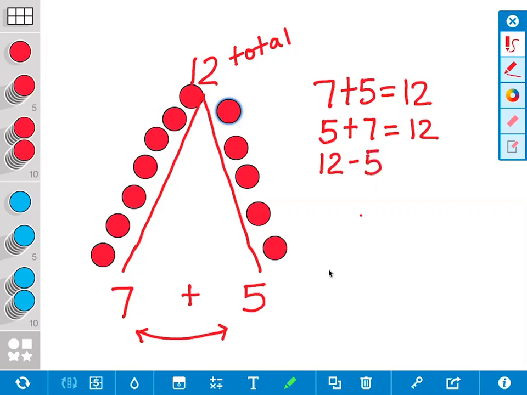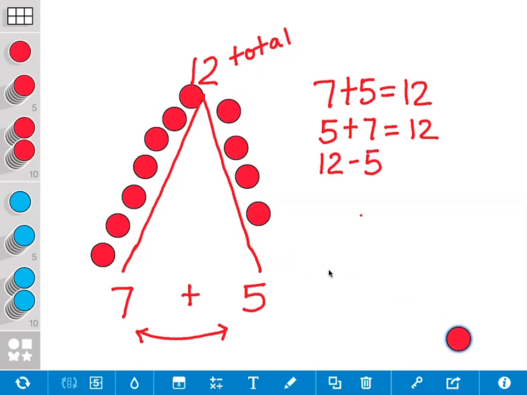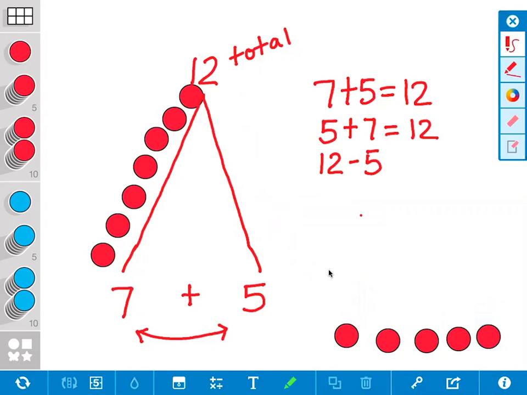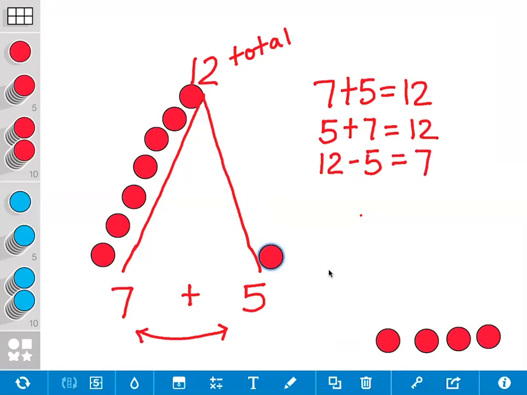And when I take away 5, take away 1, take away 2, take away 3, take away 4, take away 5, I see that 7 is left. So I'm going to write 12 minus 5 equals 7. All right, now let me put them back. 1, 2, 3, 4, 5.